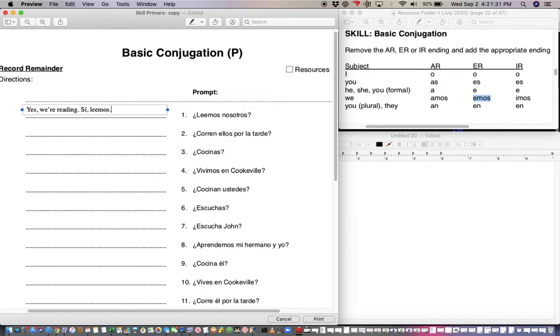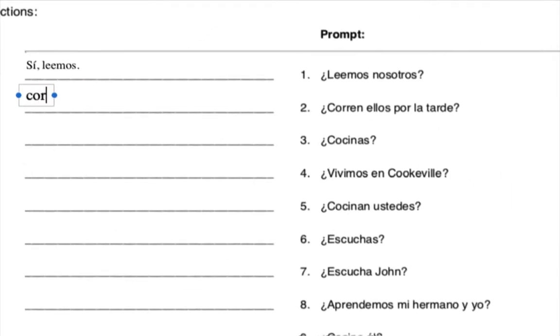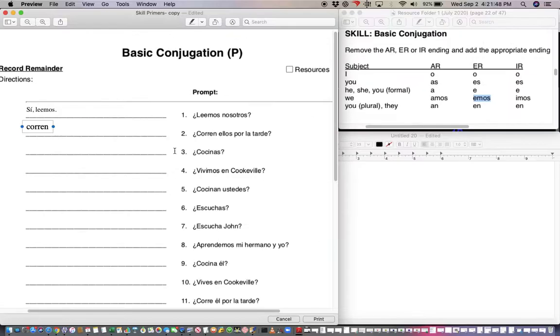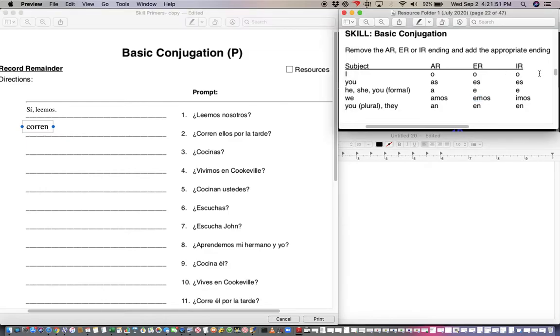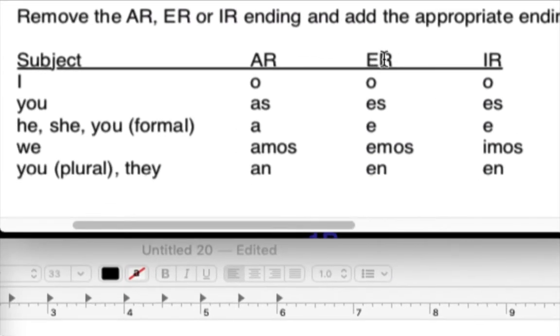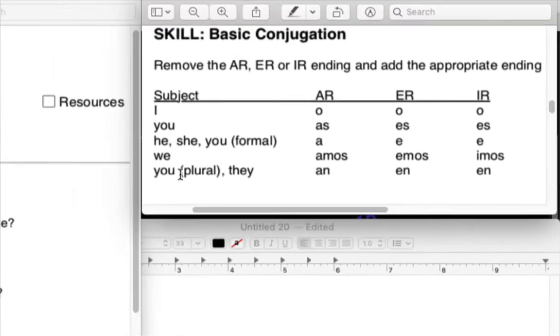So, sí, leemos. Yes, we're reading. Number 2, correr means to run. So we take off the ER and we have corren. So this is telling us for ER verb, we see EN. So it's got to be either you all or they. Either you all run or they run. It's got to be one of them. It had corren, so ER for you all or they.